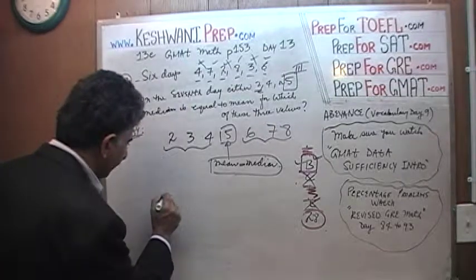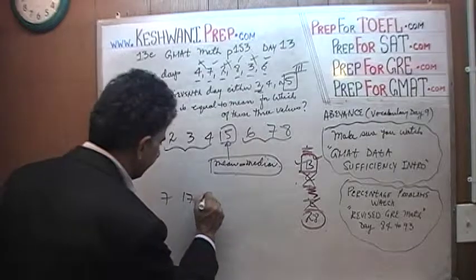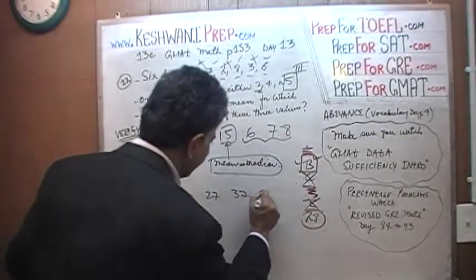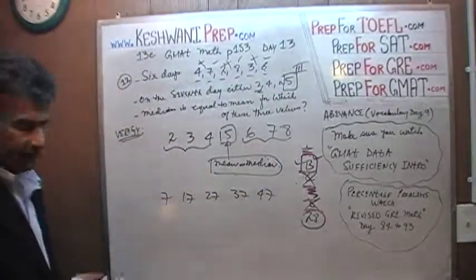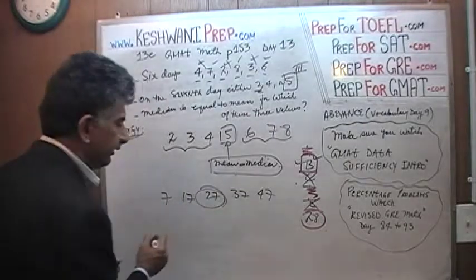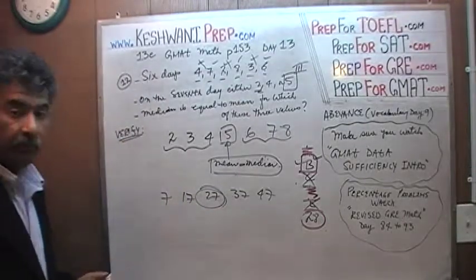What's the average of 7, 17, 27, 37, and 47? What's the average of these 5 numbers? Again, they're equally spaced, so the average is 27, which is also the median.